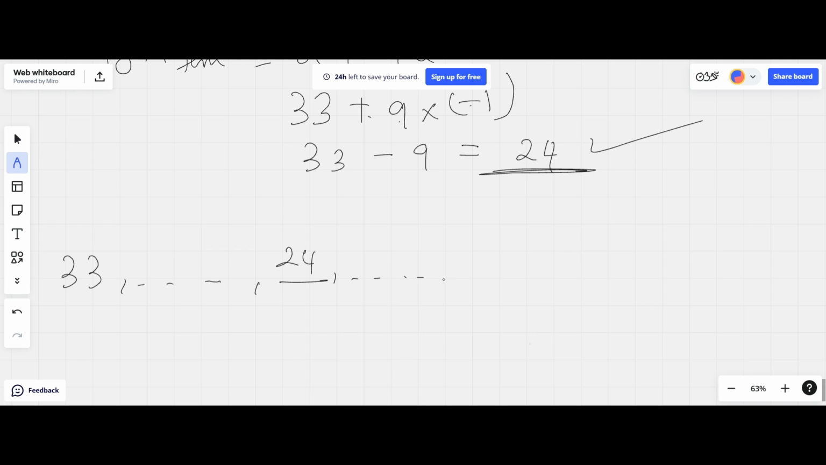And it goes on, and the 20th term is 14. And it goes on, and the 40th term is minus 6. Likewise it goes on. Simple. If they give you two terms, the first step is to find the difference and the first term. Then you can find whatever term you want.